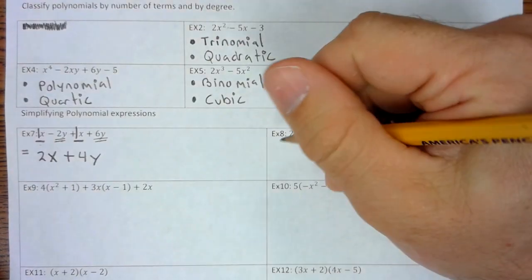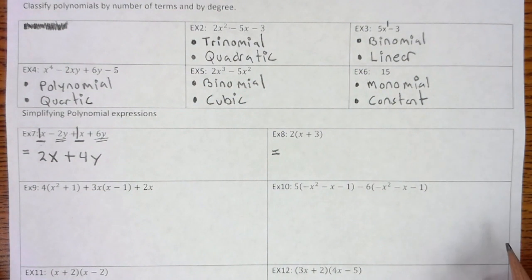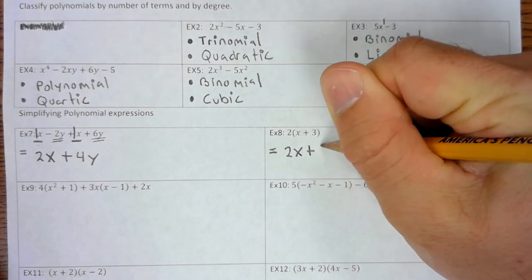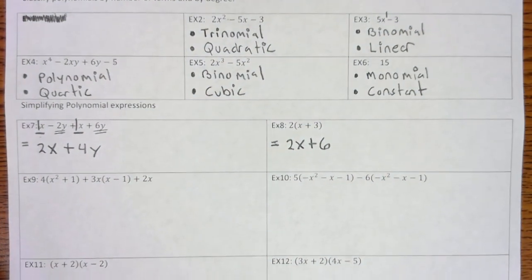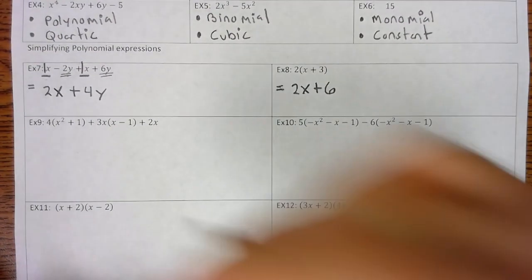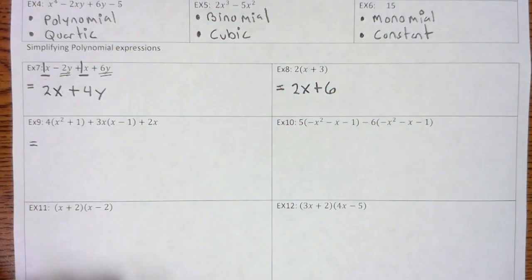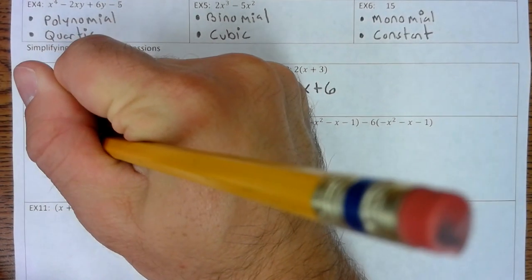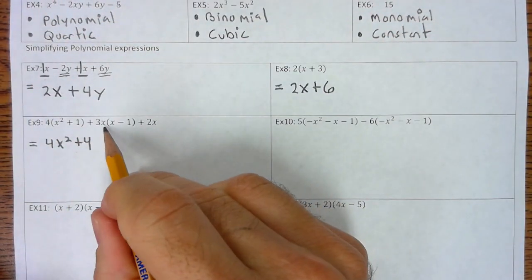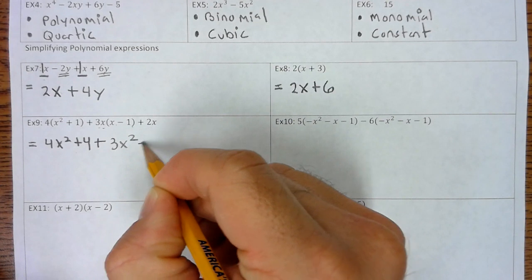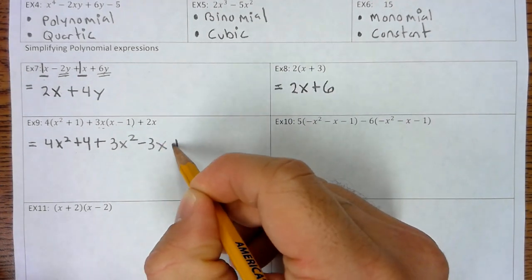All right, example 8. Step 1, distribute the parentheses. So 2 times x is 2x. 2 times 3 is 6. Example 9. Step 1 is we distribute to remove parentheses. So 4 times x squared is 4x squared. Plus 4 times 1 is 4. Then we distribute 3x. So plus 3x times x is 3x squared. 3x times negative 1 is negative 3x. And then plus 2x.